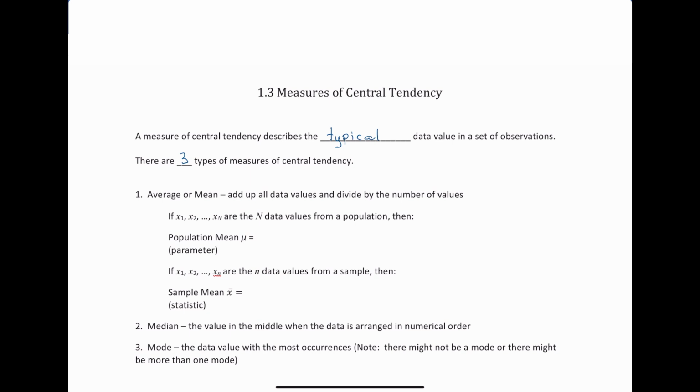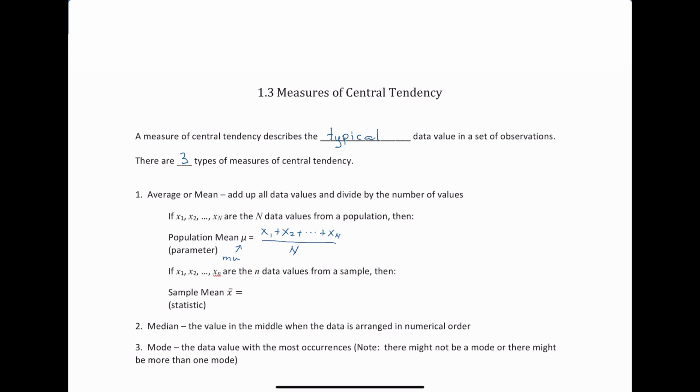It's your typical grade. To put this into a formula, if x1, x2, so on and so forth, up to x sub n are the n data values from a population, then the population mean, which we are going to symbolize with the Greek letter mu, it's pronounced mu. The formula for that would be x1 plus x2 plus so on and so forth. Finally, we add up x sub n and divide by the n data values.